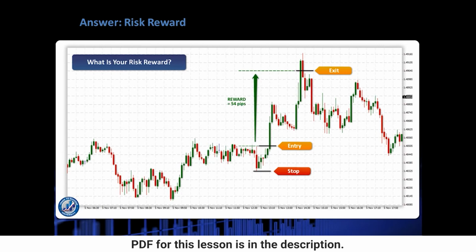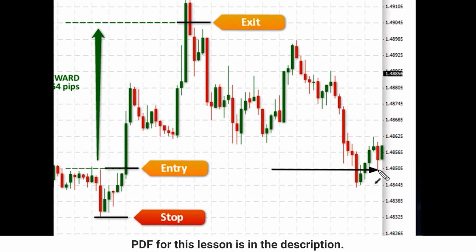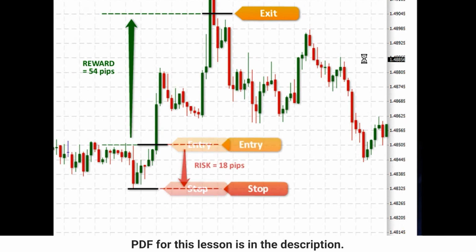So here we see that the reward is 54 pips. Now remember, it's worked out by simply looking at the fourth decimal place on the right there. So as we can see, the entry is 1.4850 and the exit is 1.4904. That is 54 pips. We then look at our risk, and our risk is 18 pips. Because if you look on the right here, we have our entry, as stated before, at 1.4850. And our stop is at 1.4832. That's 18 pips.